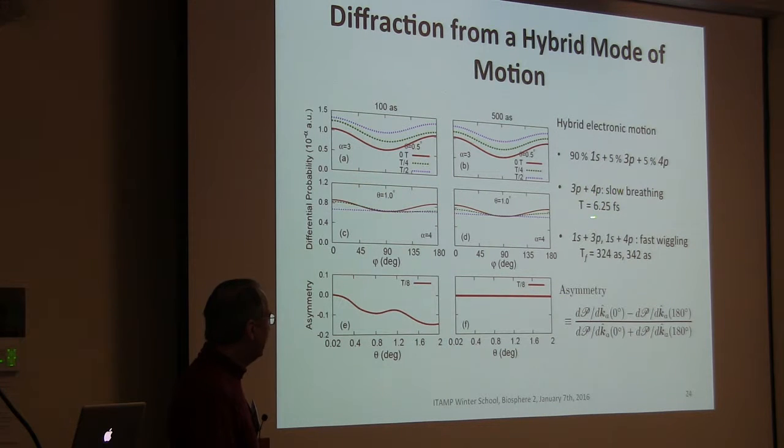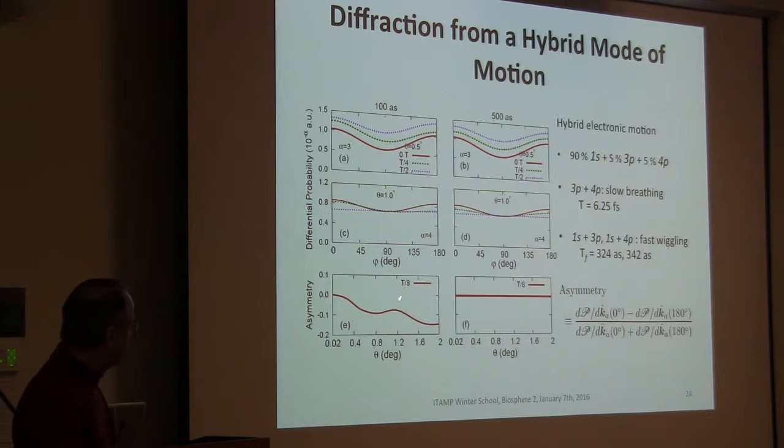The slow breathing mode has no asymmetry. It's symmetric, so these cancel and you get 0. And if your pulse is 500 attoseconds, you don't detect this asymmetric fast wiggling. And so the asymmetry is absolutely 0 here, whereas the asymmetry for 100 attosecond pulses is definitely there.